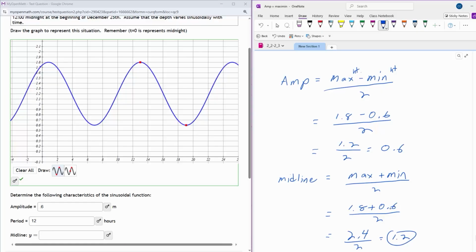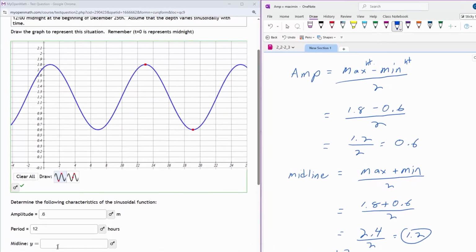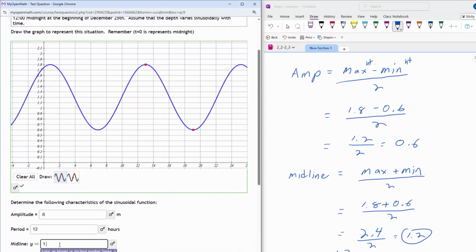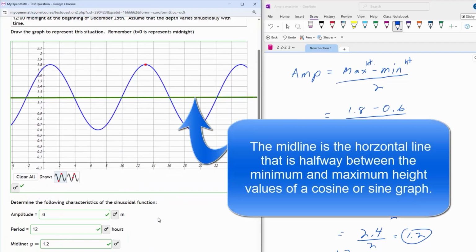And the midline, it's actually a line. It's a horizontal line, and horizontal lines always have the form y equals whatever the constant y value is, 1.2. And so that's what we're going to plug in here. And then, of course, you want to hit submit. Hopefully you get all green. We did, so we're good to go.